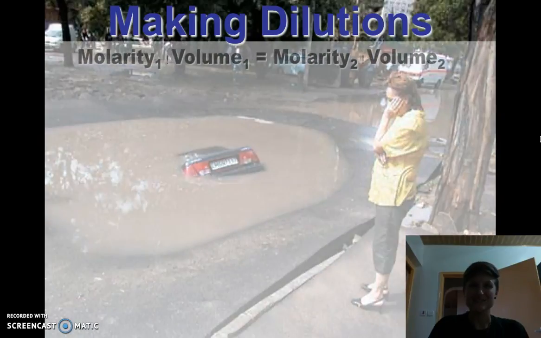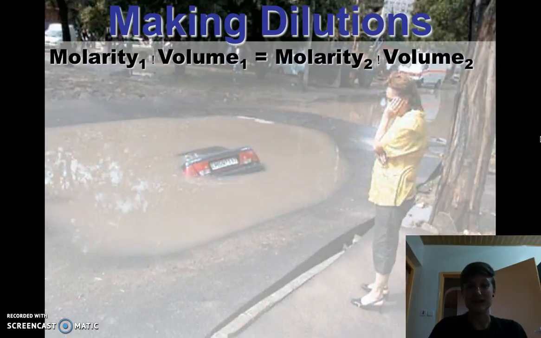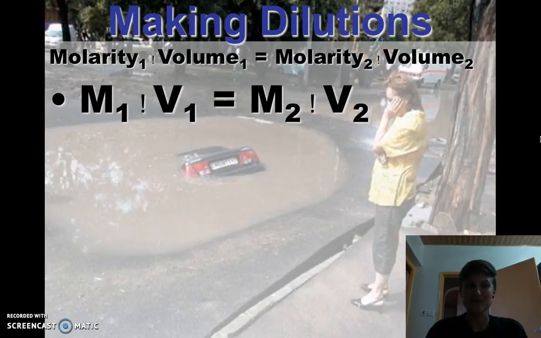All right, so making dilutions, you have your initial molarity and volume, and that will equal your secondary or your final molarity and volume, okay? And so that's your formula there at the top for you, okay? And here it is again. I don't know why the exclamation points are showing, but those are your multiplication signs, okay? It's just weird this time.